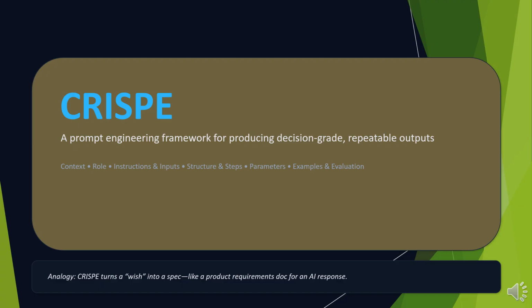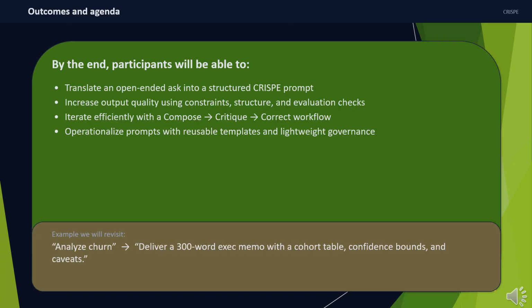As we go, each slide introduces one CRISPE component and shows how to apply it with a quick example. We will focus on practical outcomes, how to turn vague requests into prompts that produce usable deliverables, and how to improve reliability through iteration and evaluation. Keep the running example in mind. Analyze churn is a classic vague ask. With CRISPE, we specify audience, data, guardrails, structure, and acceptance checks so the result can support a decision without significant rework. Throughout, you will see one analogy or example per slide, so the framework is easy to remember and apply immediately.